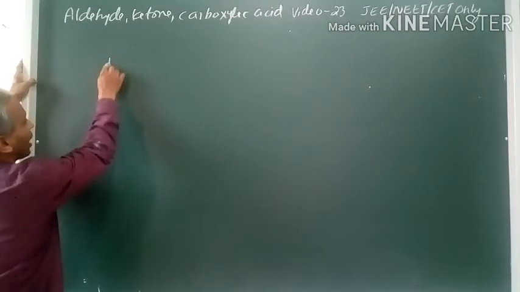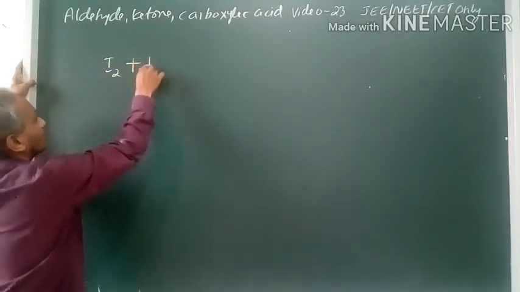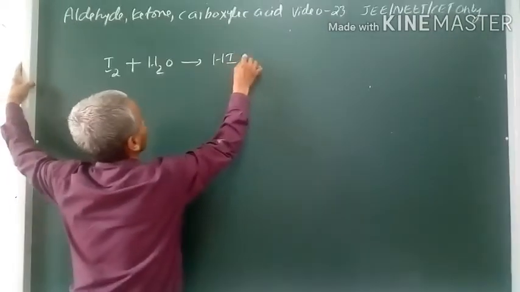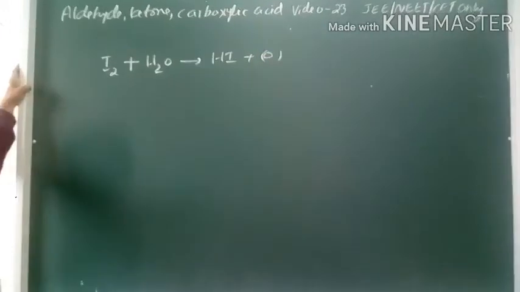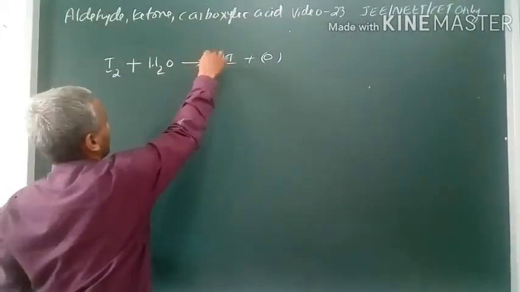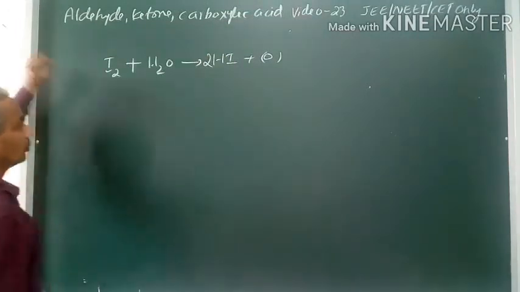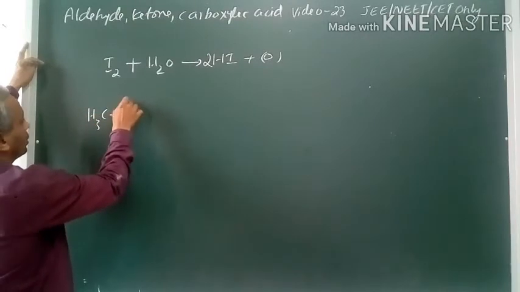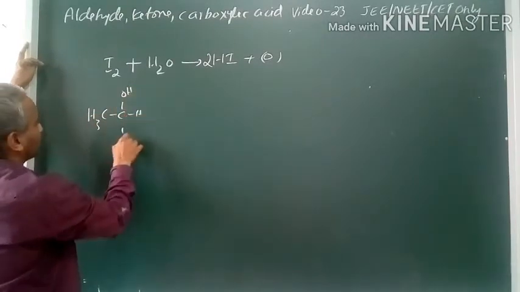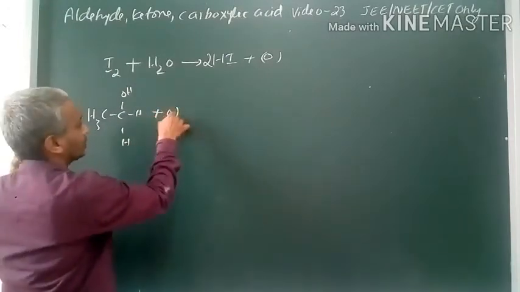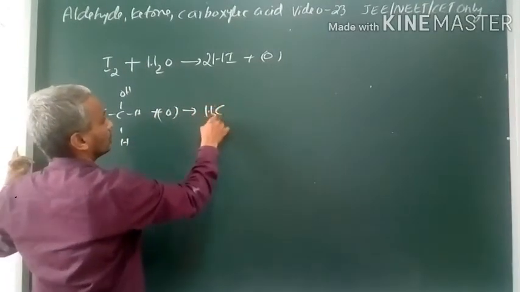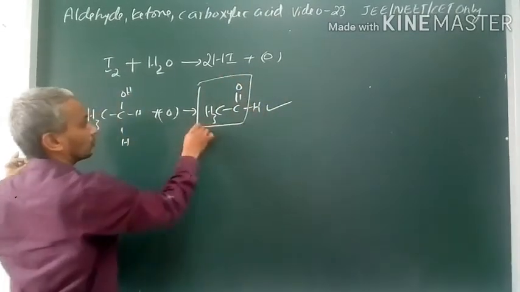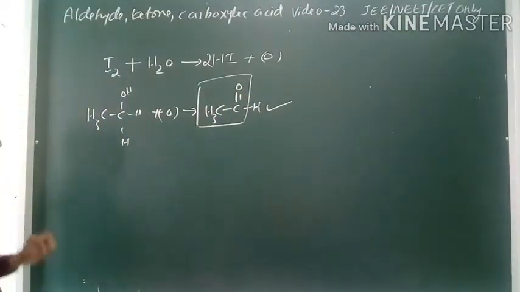Why do they answer? Take this iodine, it reacts with the water and gives HI with nascent oxygen. I think it is 2HI. Now CH3CH2OH takes up this oxygen and converts into CH3CHO. The CH3CO group is that. It answers the test.